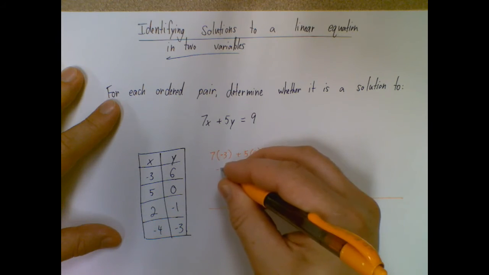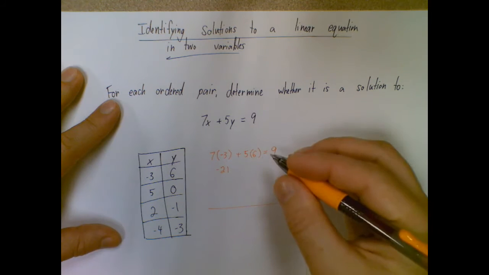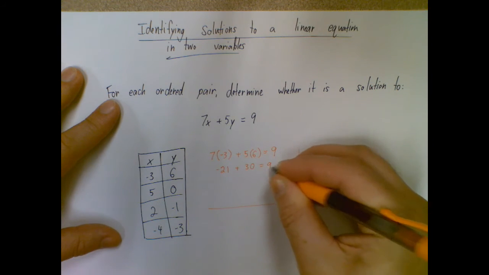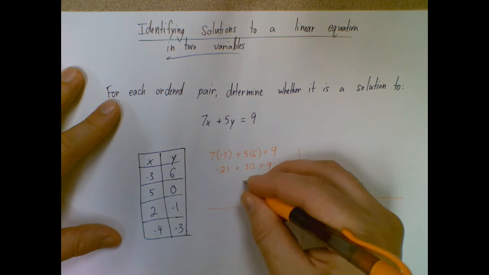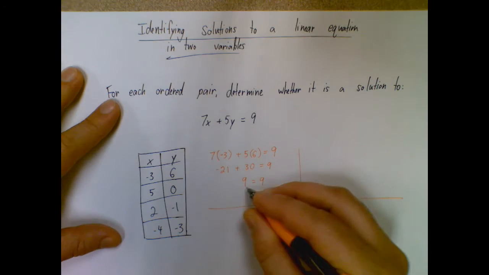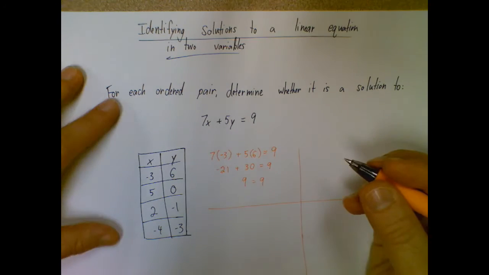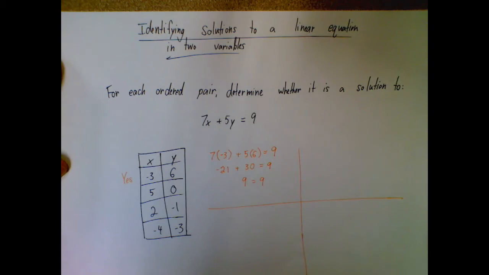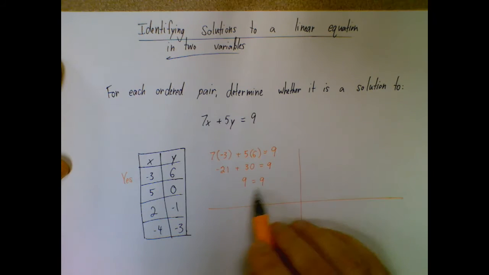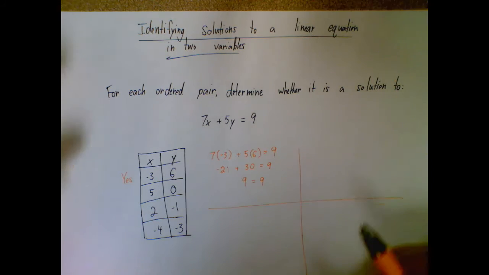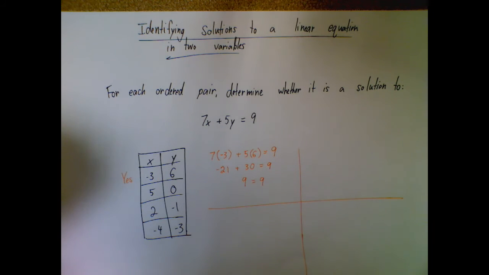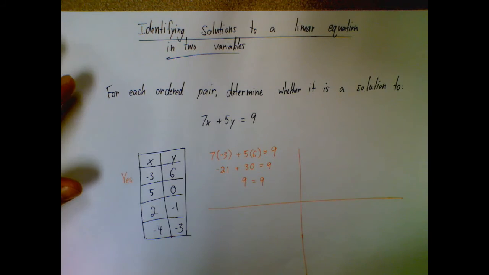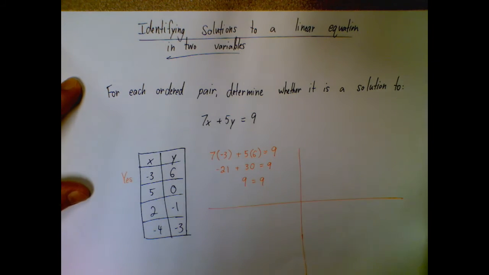So I get 7 times negative 3 is negative 21, plus 30 equals 9. Negative 21 plus 30 is 9. So I get down to 9 equals 9. That is a true statement. So yes, this first one is a solution because I get a true statement. If I get something else, and I'm sure we'll see this, where they are not equal to each other, like 1 equals 2 or something, then that would be not a solution, or however you want to phrase that.